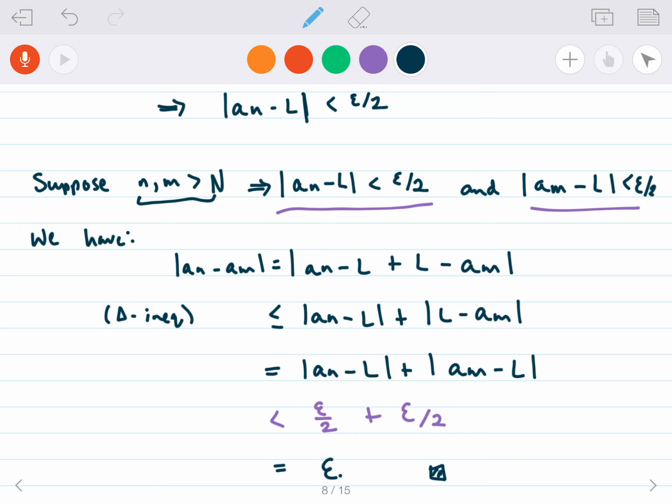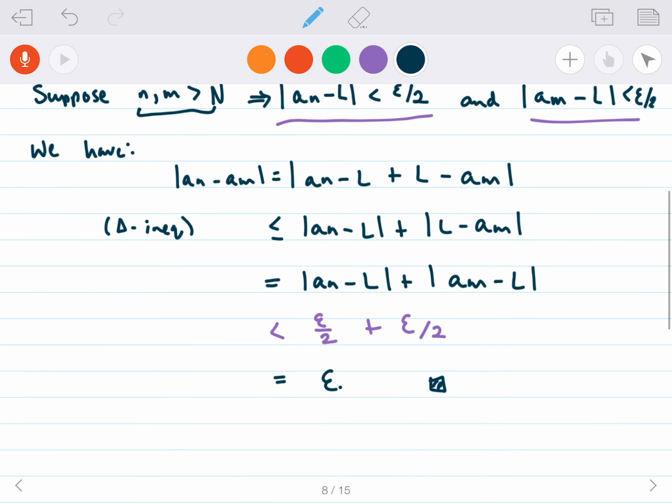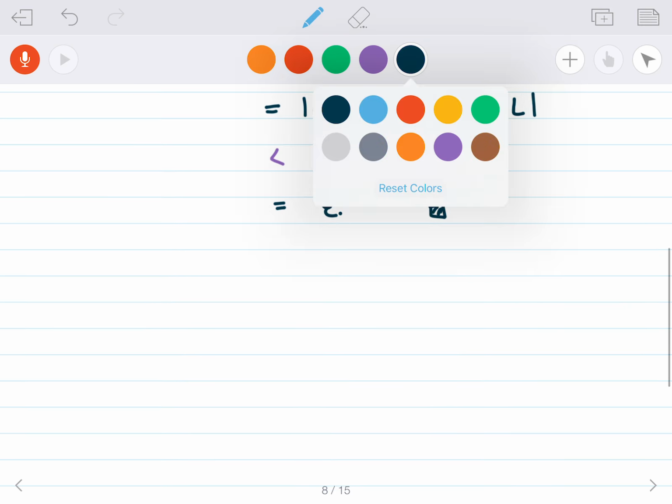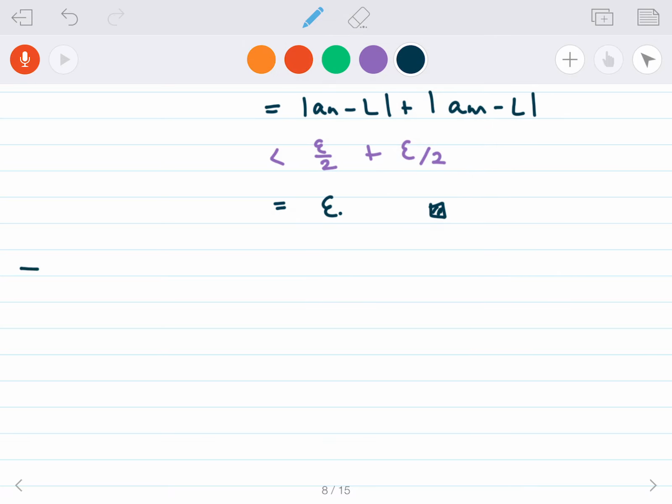Okay, so we've shown that if a sequence converges, it is indeed Cauchy. Okay, so let's go ahead and show the other way. So we want to now show that if it's Cauchy, it converges. Now suppose our sequence is Cauchy.